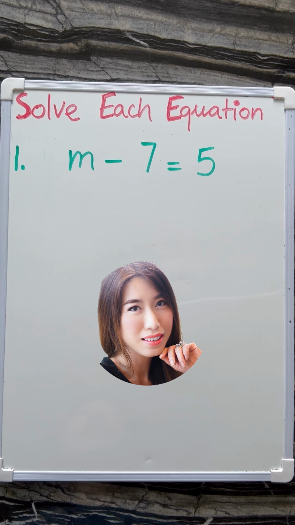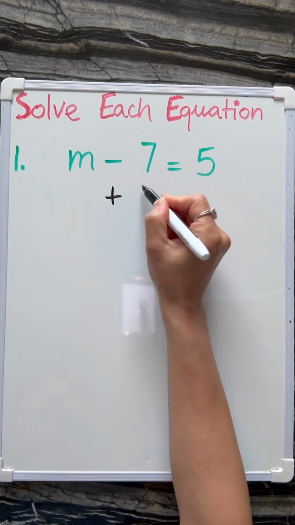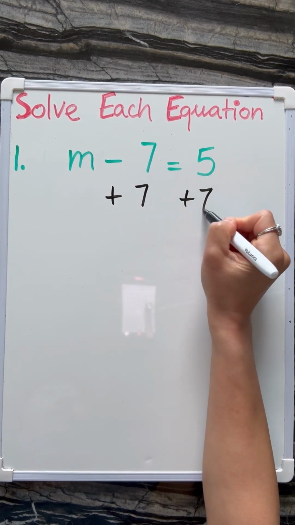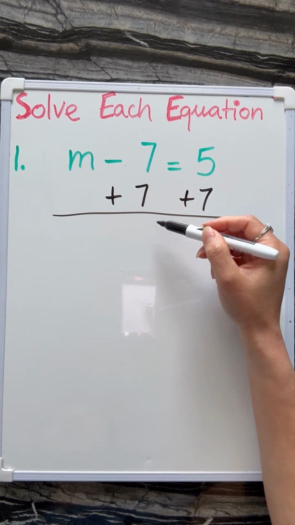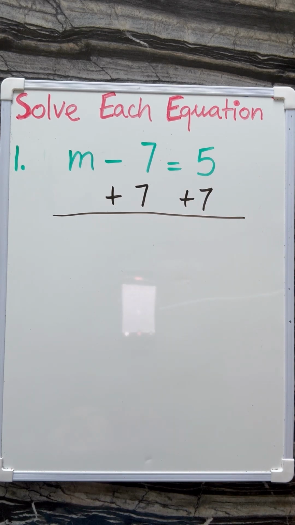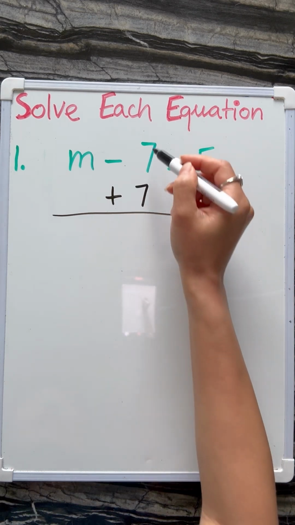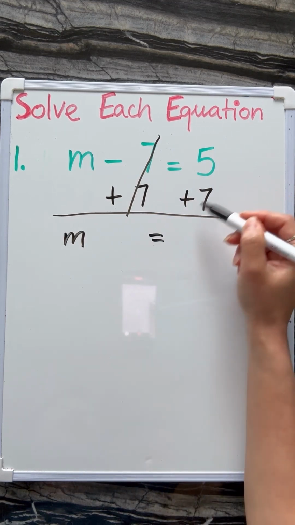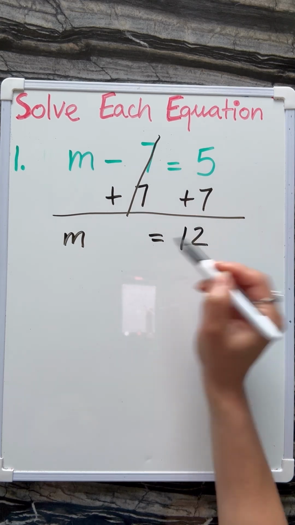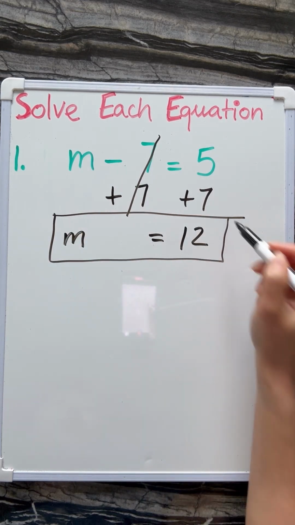The first equation is m minus 7 equals 5. So what you want to do is solve for m. By doing that, we will add 7 to both sides. Negative 7 plus 7 equals 0 because they are additive inverses. So that cancels out. 5 plus 7 is 12. And that is our answer.